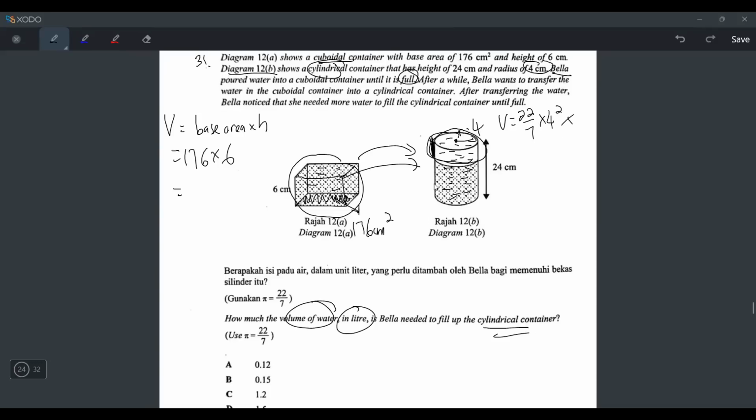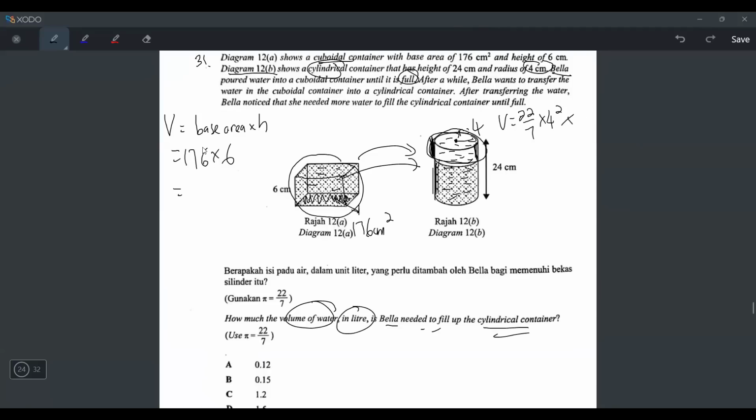But the problem is I don't know this height. I cannot take 24. It has to be 24 minus this height, because they ask how much balance Bella needed. Means I need this small height. So how to find this height? Okay, this one we will do last. Let's find the volume of the cuboid first.